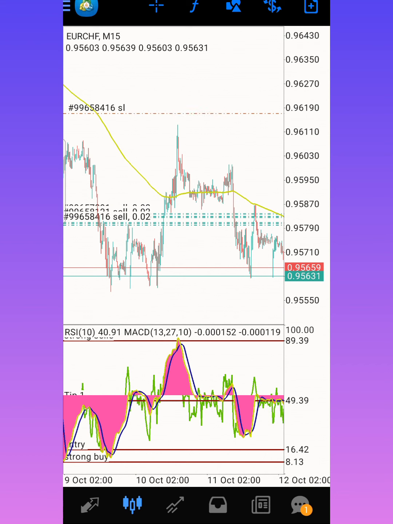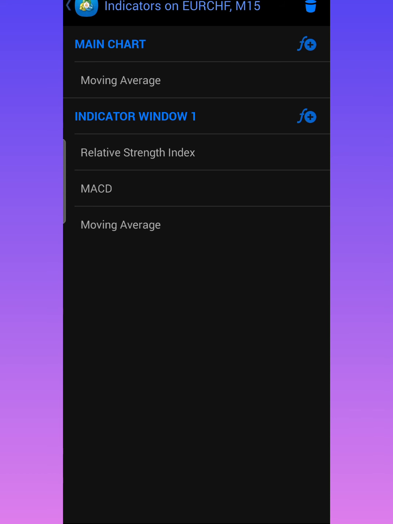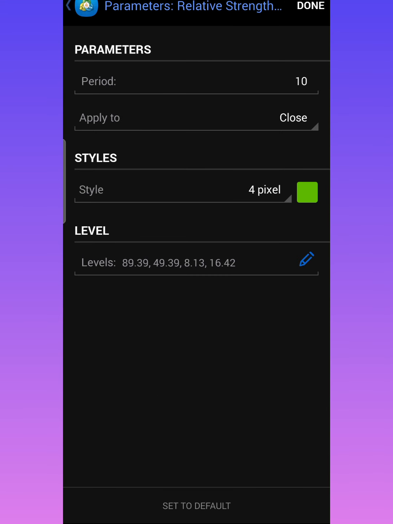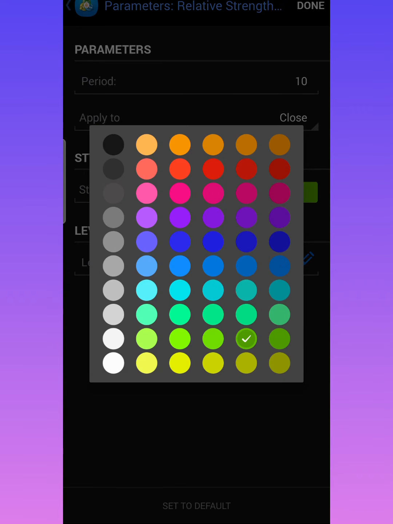So straight up, let's click the F sign right here. Click F sign. Boom. After the F sign, first thing first, you're going to need the relative strength index. Find the relative strength index and click on it. The settings for the relative strength index are going to be period 10, apply to close. For pixel color, make sure you're using this color right here, because this is the recommended one.